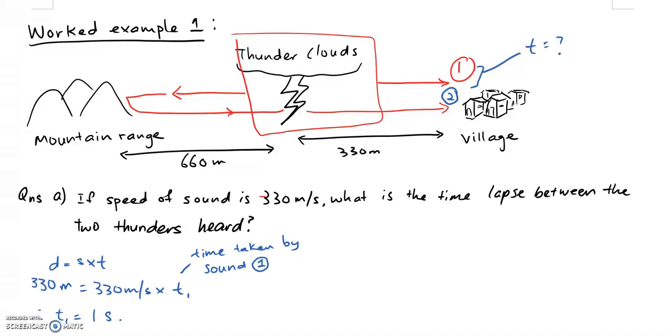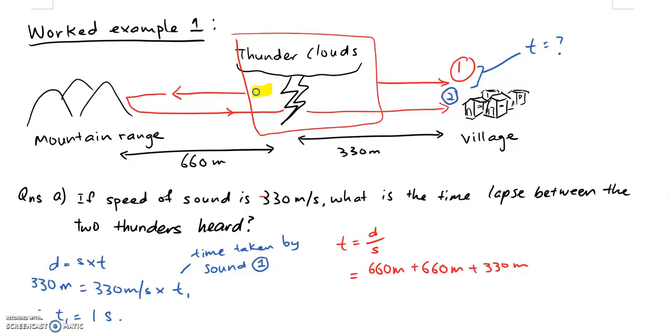Then of course we're going to find what is t2. Using the same formula, but let me just change it a little bit, time is the distance divided by the speed. The distance traveled by the sound is 660 meters plus 660 meters plus 330 meters. Are you able to see why it will be 660, 660 and 330? Maybe let me just show you.